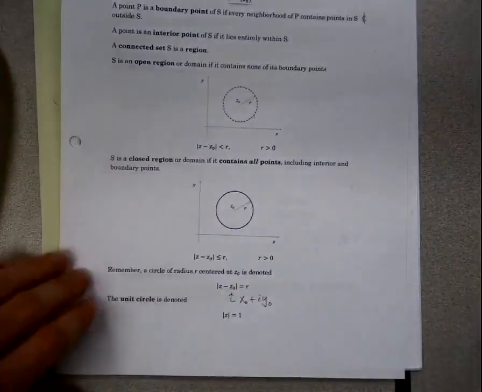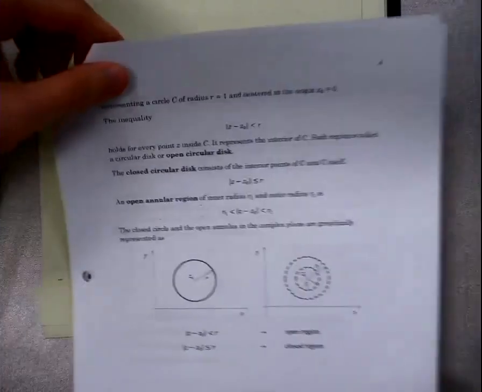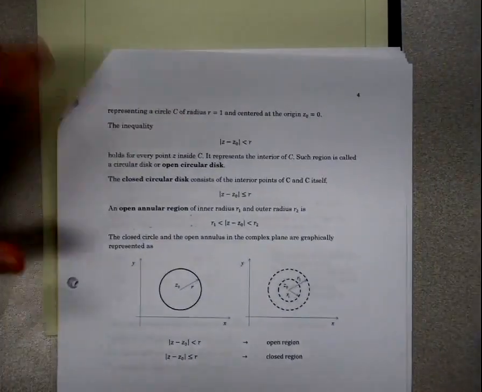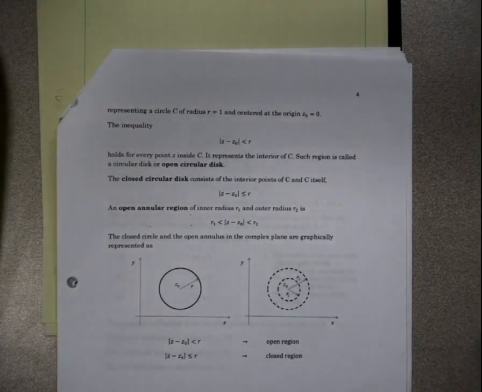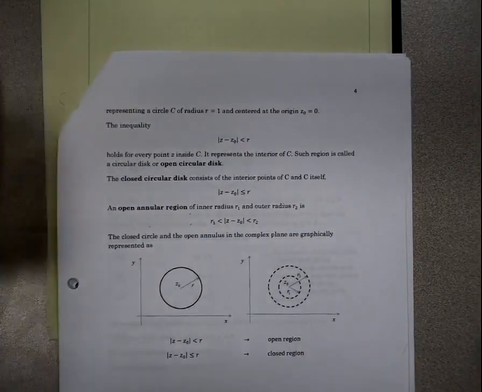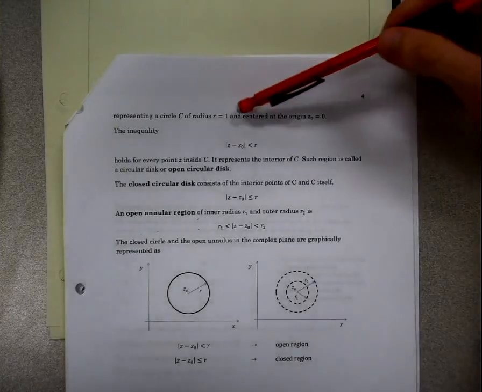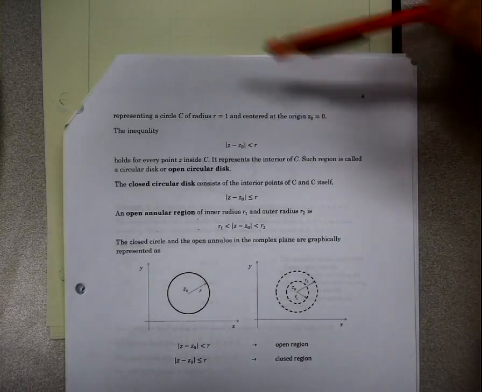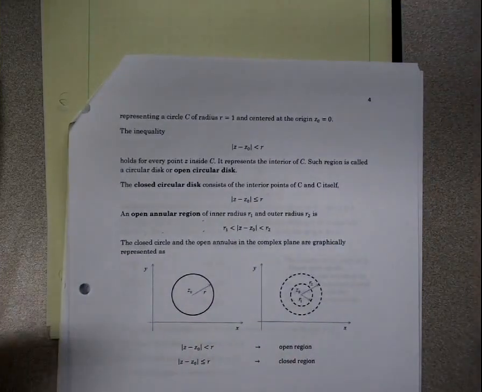I know there's a lot on that page, but it's definitions that, again, it doesn't seem like we're going to be using. But okay, so just half a page more definitions, and then we'll get into actually solving some stuff. So again, the circle C of radius r and centered at the origin z0 is the unit circle.